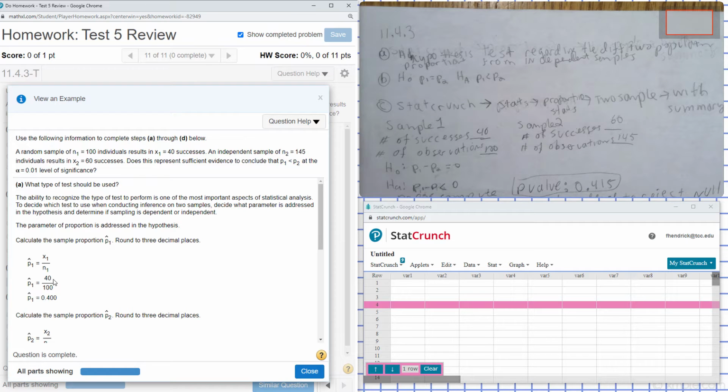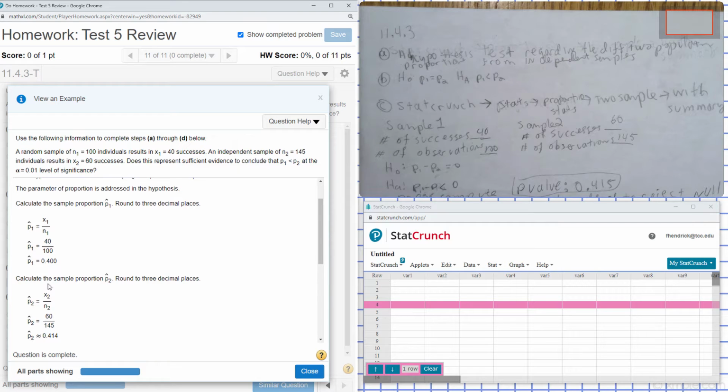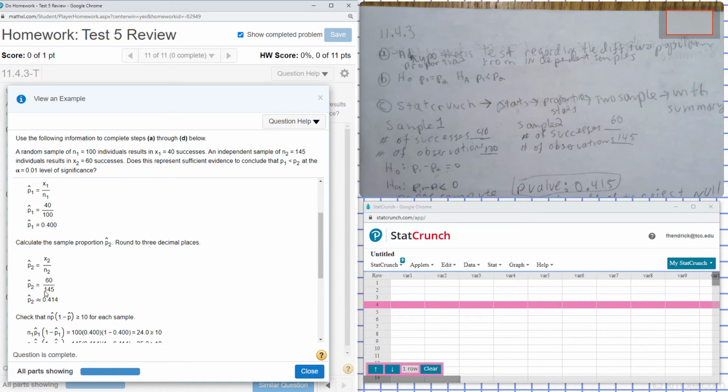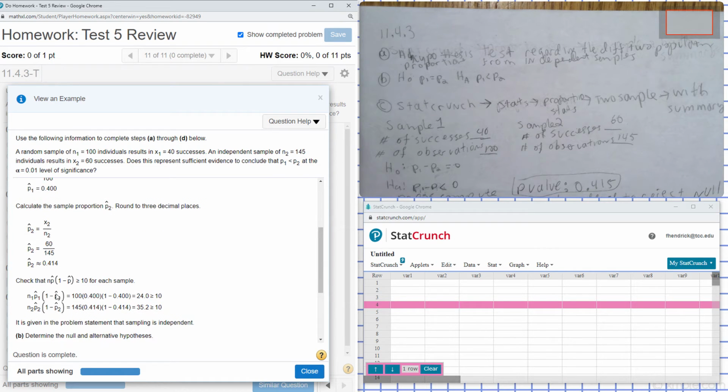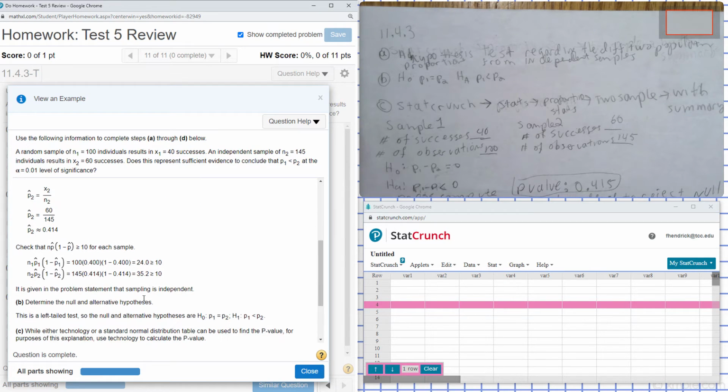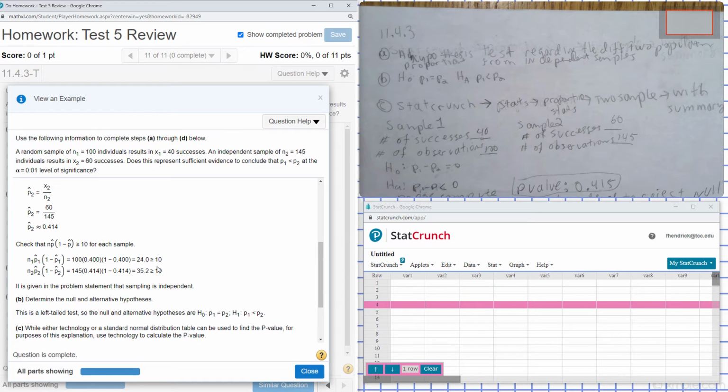So we do our p-hats here. For the first sample, we have 40 over 100. Okay, then for our second sample, we have 60 over 145. So we're comparing the proportions. Okay, then we check that the sample size looks like it's greater than 10 here. We have here n times p times 1 minus p is 24.0, and both of these are greater than 10. So it's given in the problem that the sampling is independent.